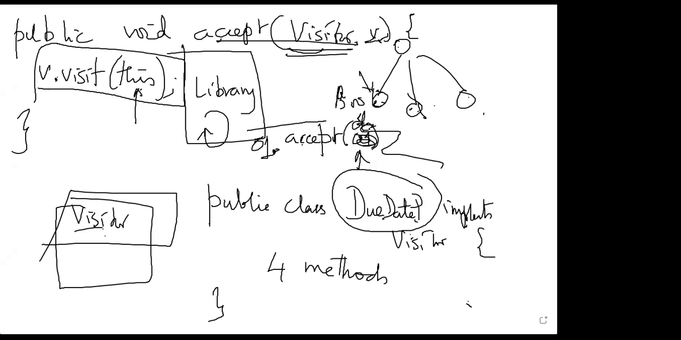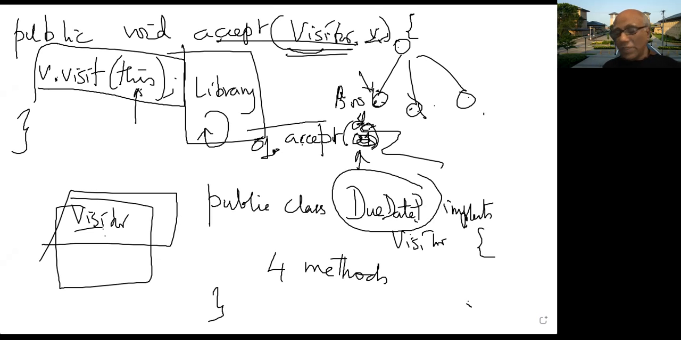You might do nothing in that particular visit method. In a specific implementation, you might say, I'm not going to do anything for periodical objects. You could write public void visit periodical P and do nothing inside. That is okay. But since you are implementing an interface, you have to have every method implemented here. Does that make sense?